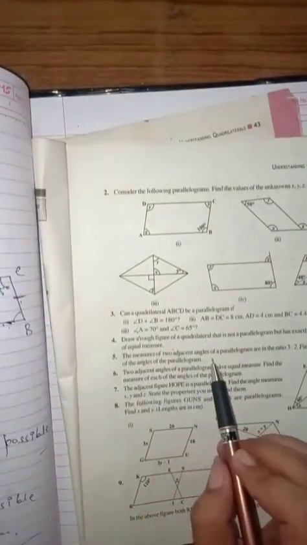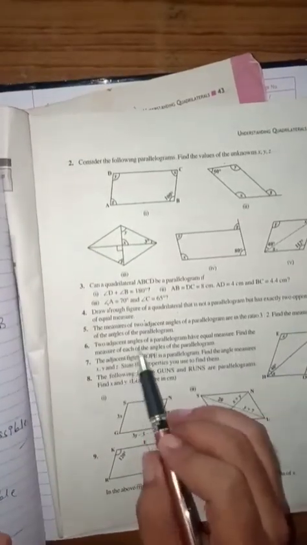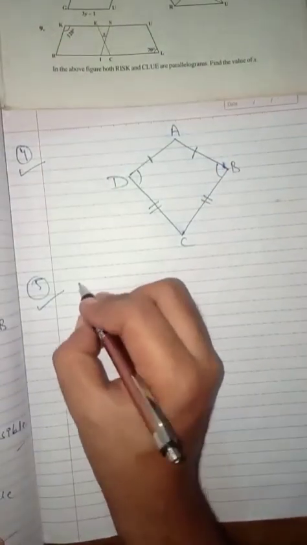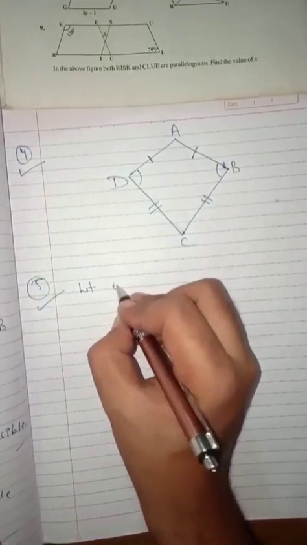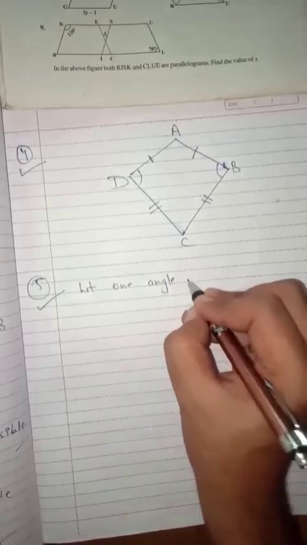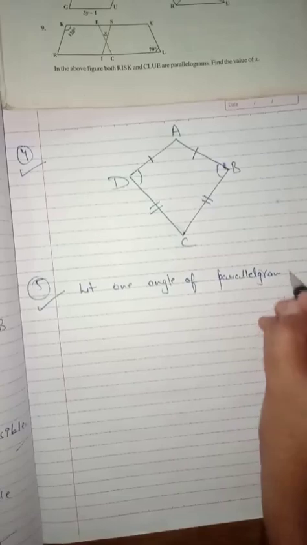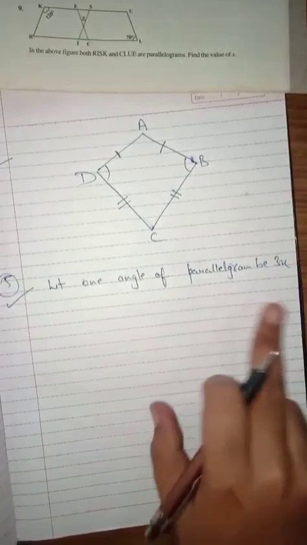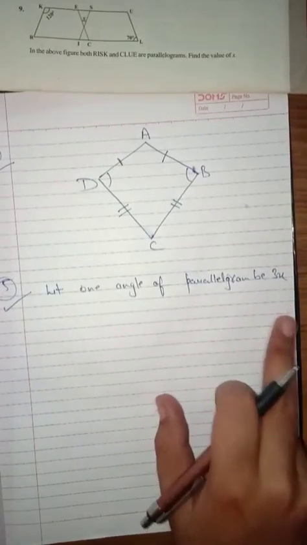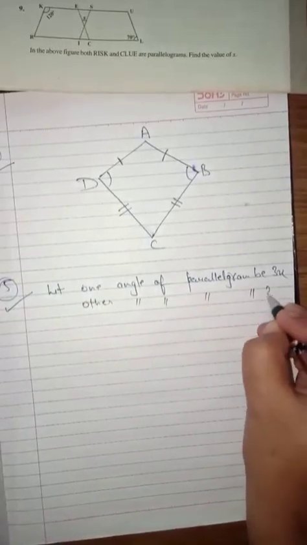The measure of two adjacent angles of a parallelogram are in the ratio 3:2. Find the measure of the angles of the parallelogram. They have given the ratios. So assume the angles according to the given question. So let one angle of parallelogram be 3x as the given condition. 3:2 is the ratio. So one angle we have assumed of the multiple of 3, that is 3x. Other angle of parallelogram be 2x.